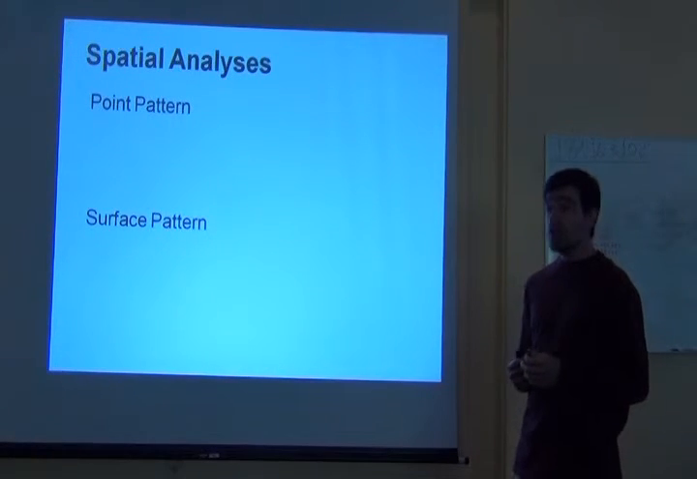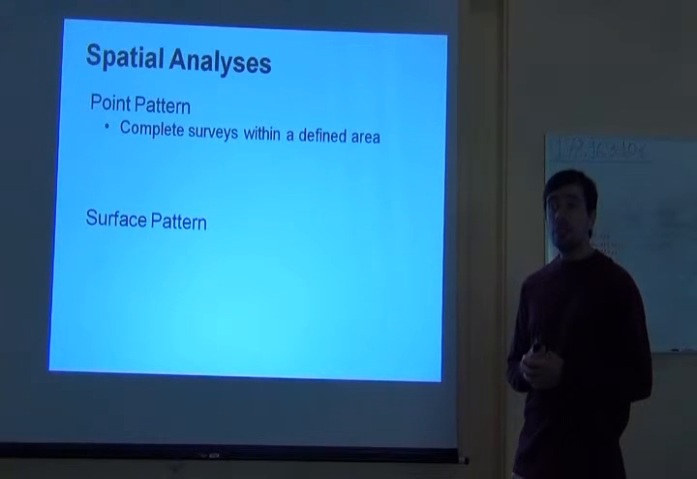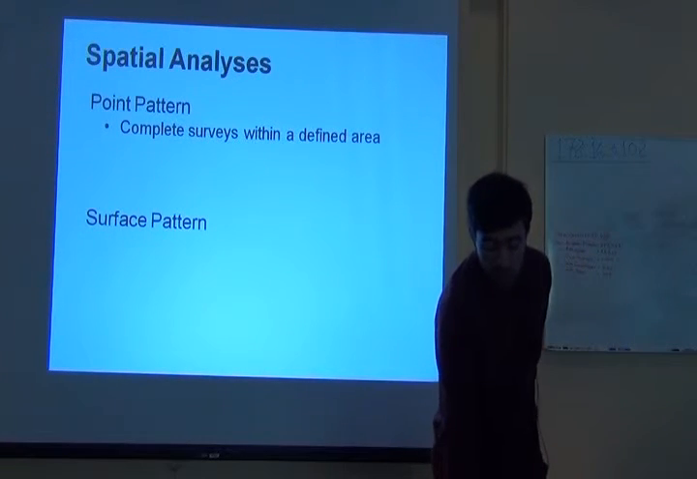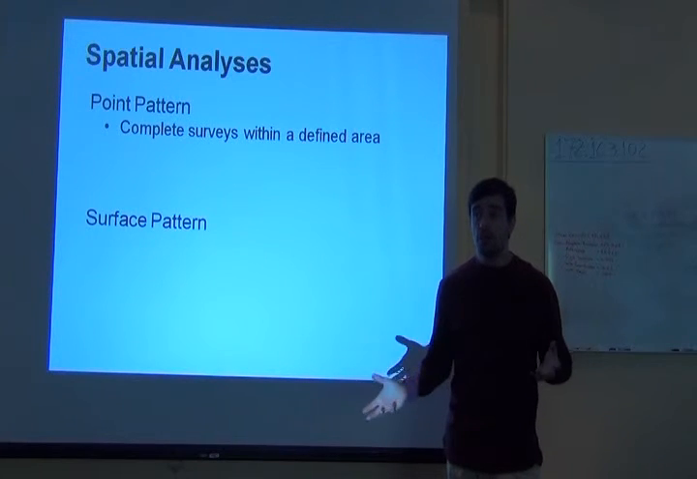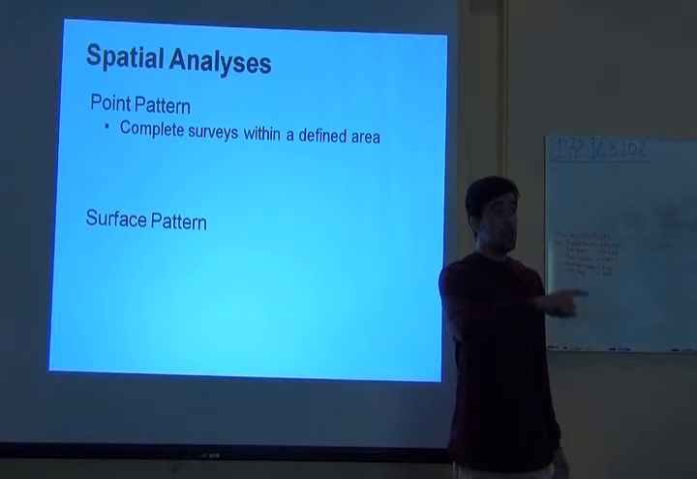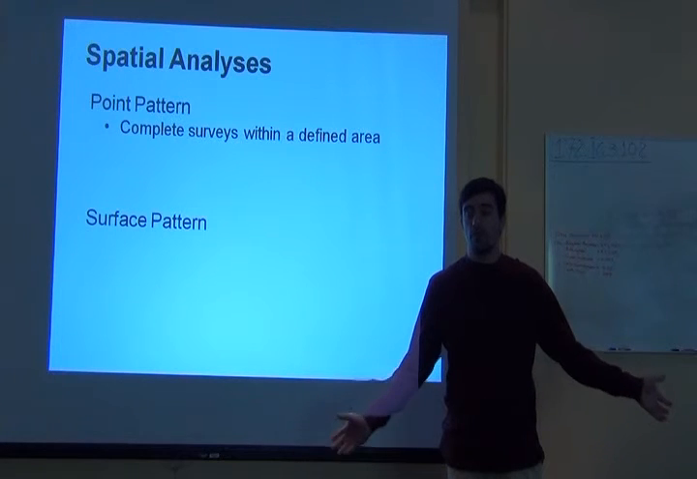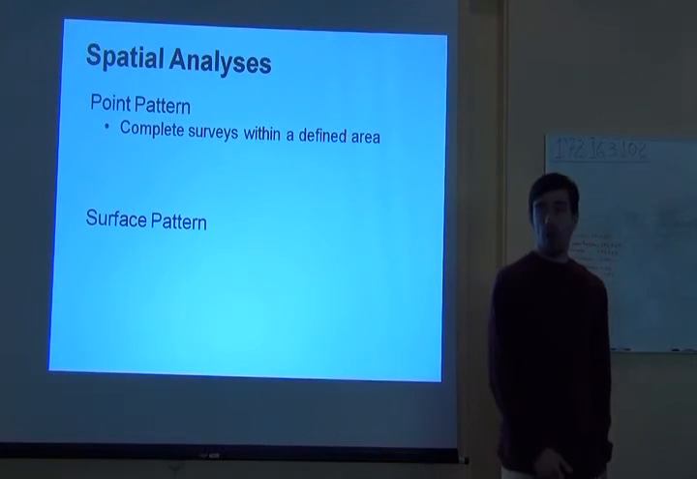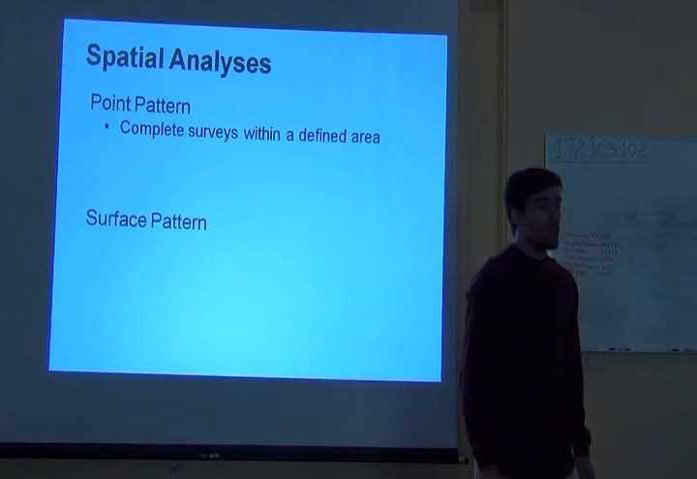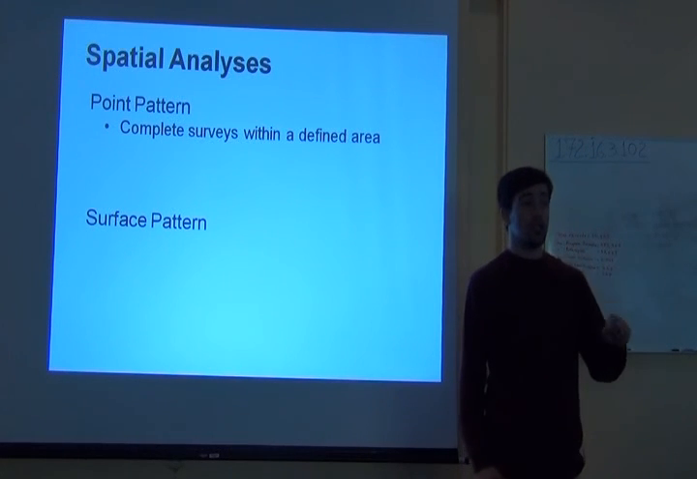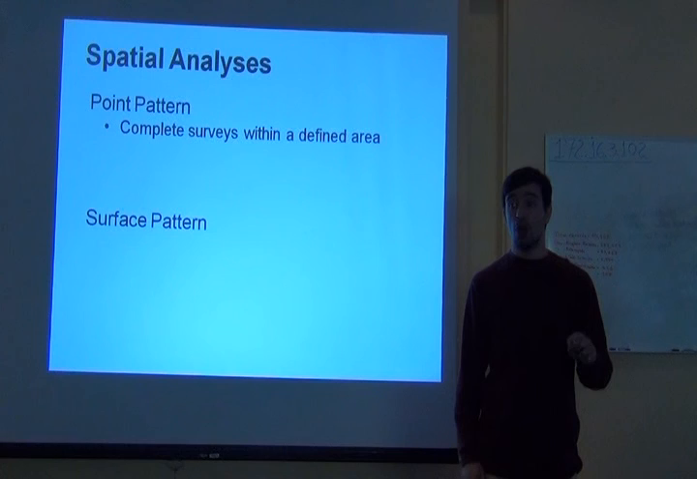So for point pattern spatial analysis, we need complete surveys within a well-defined area. Because we are talking about discrete events and the relationship of these events in space, we need to set a plot. For example, we are studying the distribution of individuals of a plant population. Then we set a plot that is 10 meters by 10 meters. Within this plot, I have to georeference all events of occurrence of that particular plant, and I cannot miss a single one. I need a complete census, right?